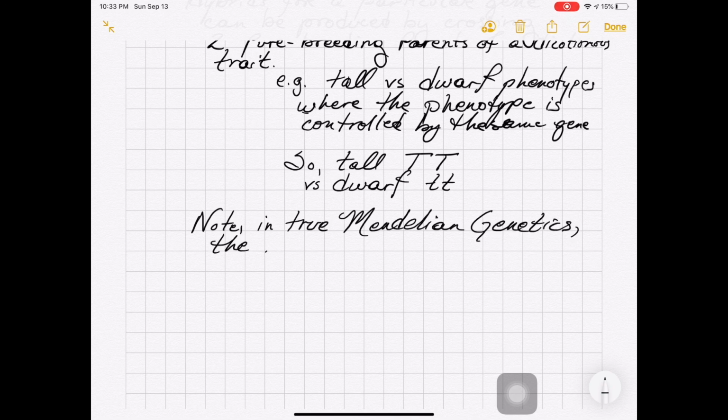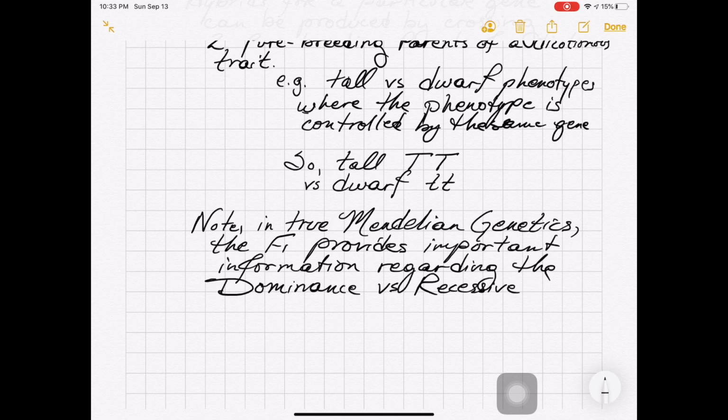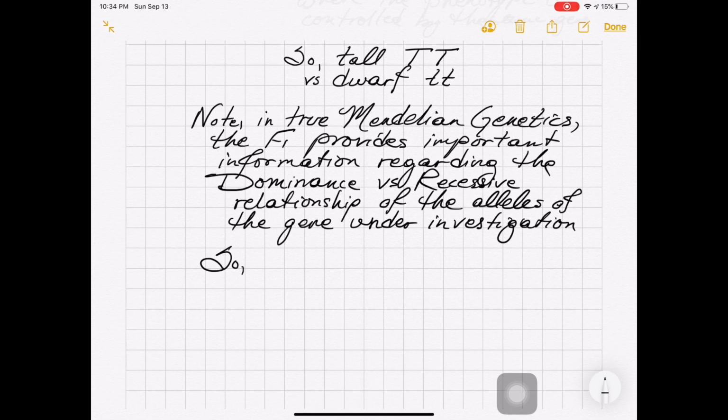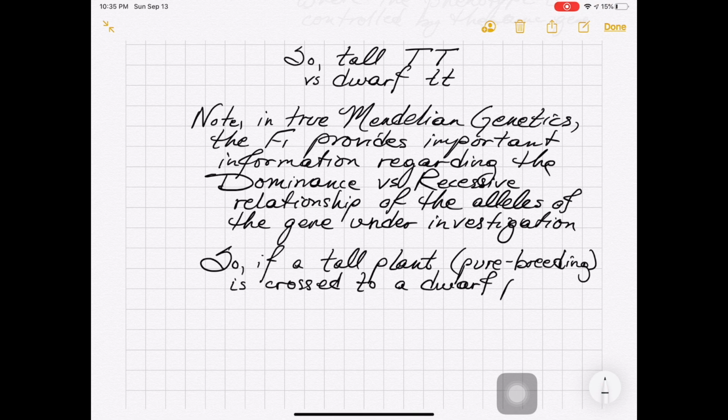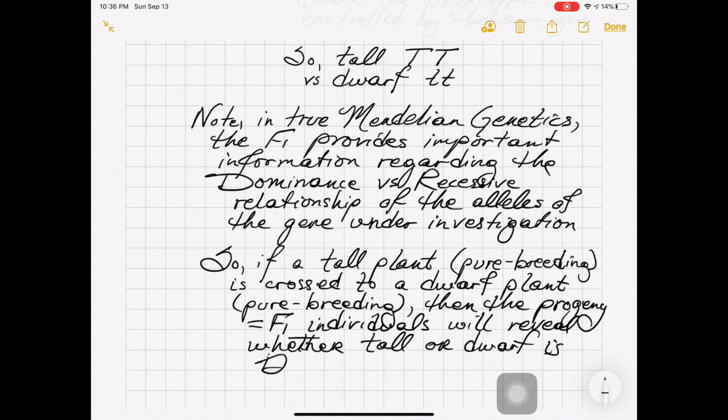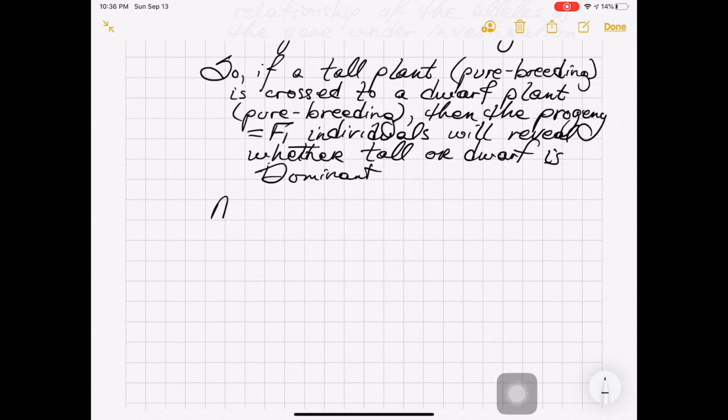Note, in true Mendelian genetics, the F1 provides important information regarding the dominance versus recessive relationship of the alleles of the gene under investigation. So, when we're looking at this, we have to consider that if a tall plant that's pure breeding is crossed to a dwarf plant that's pure breeding, then the progeny, or the F1, will reveal whether the tall or the dwarf allele is the dominant allele. Because it's not always tall being dominant to dwarf. You could have dwarf dominant to tall.